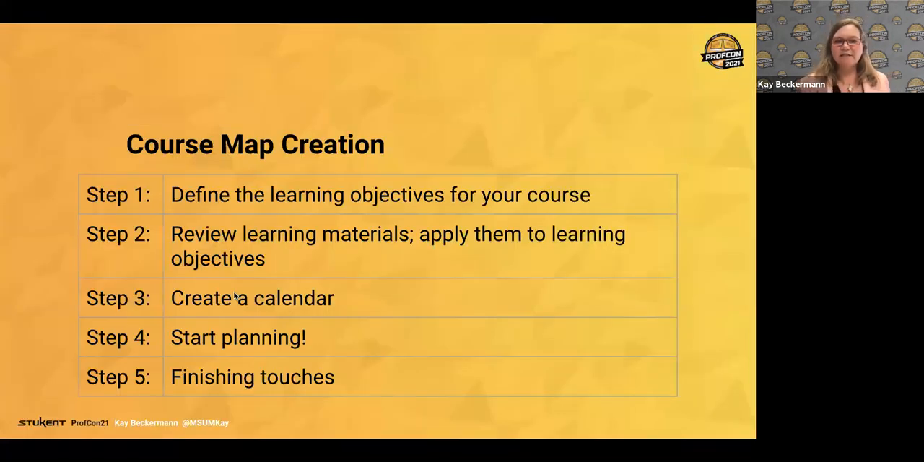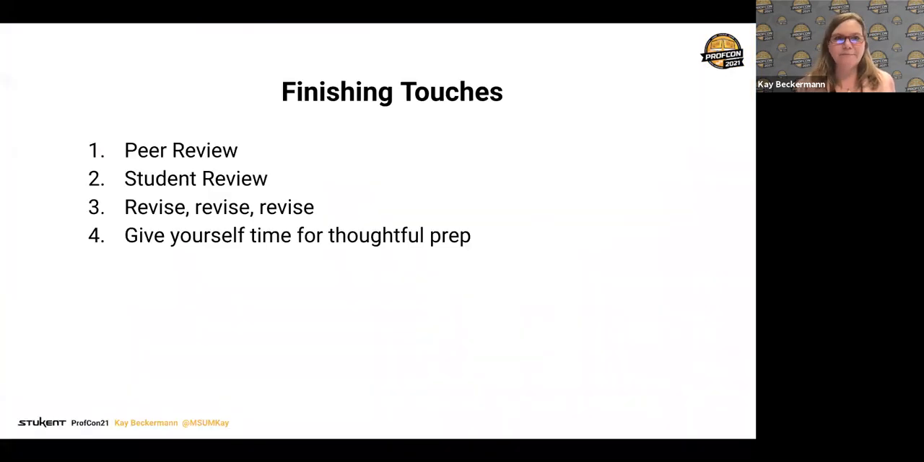So the finishing touches, this is the last step, the finishing touches of your course map. Have a colleague review your course map. It sounds like some of you are working in groups. That's great. I had my husband help me with it, but we have here on campus a whole group of instructional designers, and they love to do this.